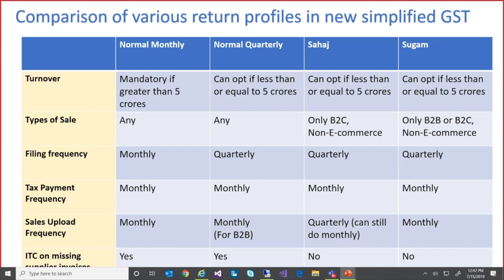If you select the normal returns there, and ITC of the missing supplies. So for the first 6 months, for the introduction of this, the government will allow you to claim the credit on the invoices which are not reported by the supplier. You can disclose those invoices and claim the credit. But the government will allow this only for 6 months, and after that, the normal process will be there. You cannot report those invoices missing on the portal, so that will not be available after that.